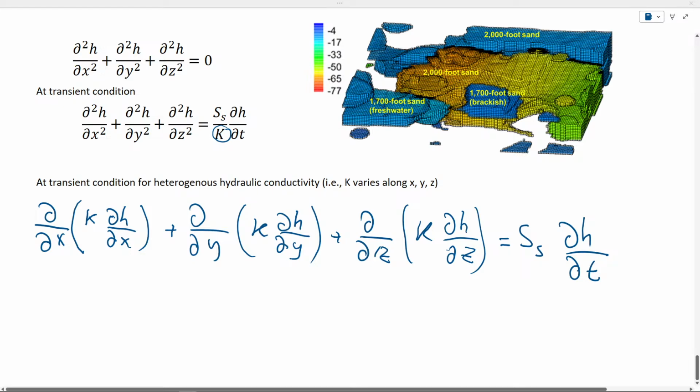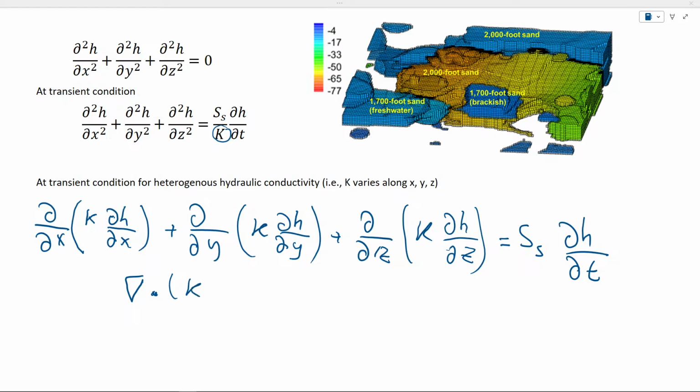So this is a gradient. Remember, this is a gradient vector. So basically, you can write it as the divergence of your gradient vector multiplied by the hydraulic conductivity, which could be a scalar or a tensor. In that case, it will be a tensor, because it changes in x, y, z, and also in direction.